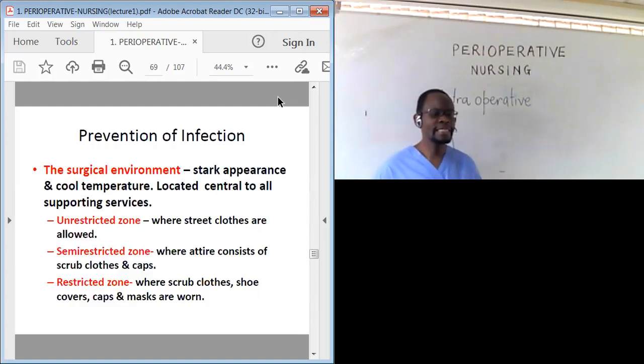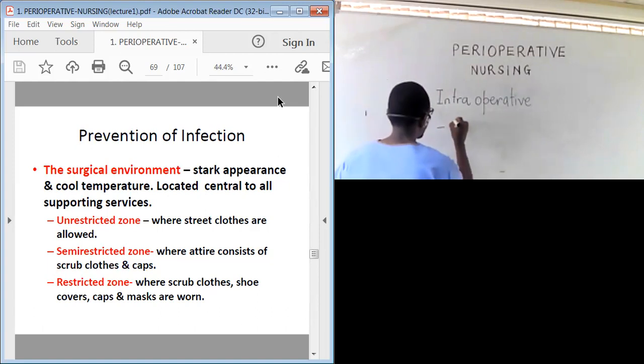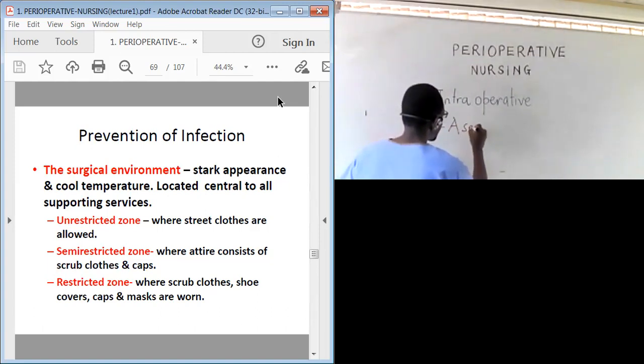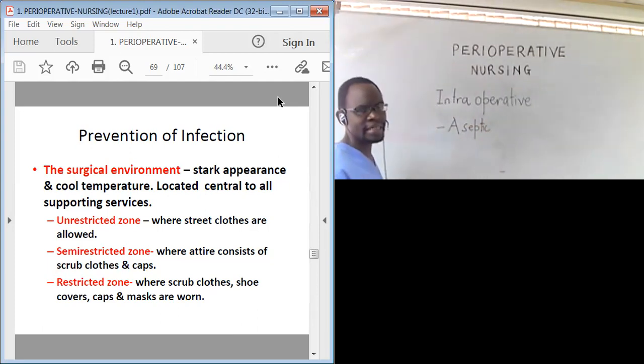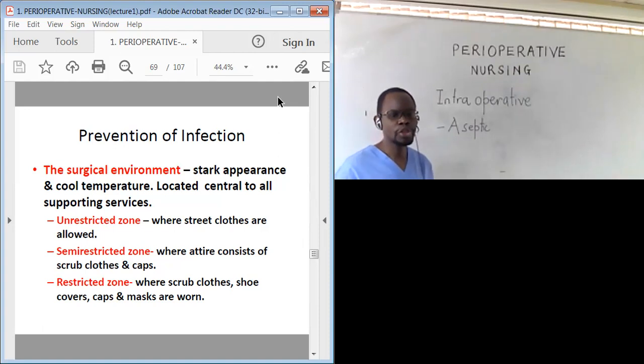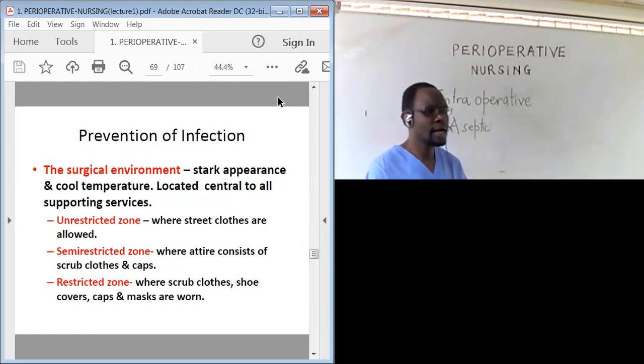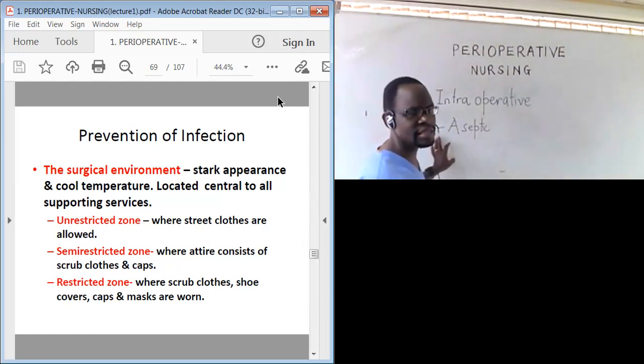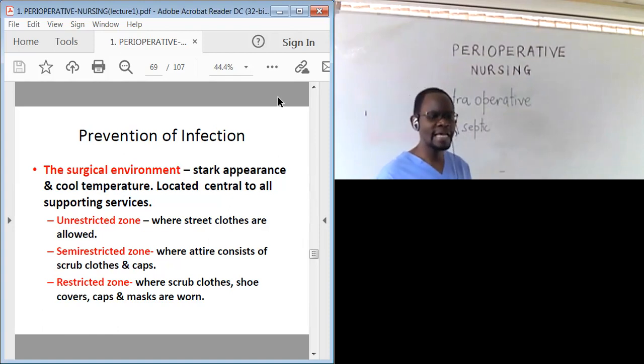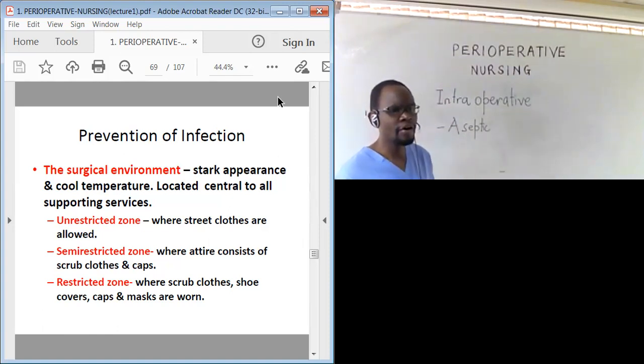All right, so it is also very important. Remember, we said it is very important to maintain an aseptic environment. It is the role of everyone, the role of the surgical team, to make sure that an aseptic environment is maintained, but most so, the nurses.